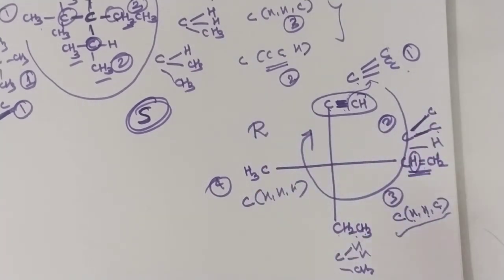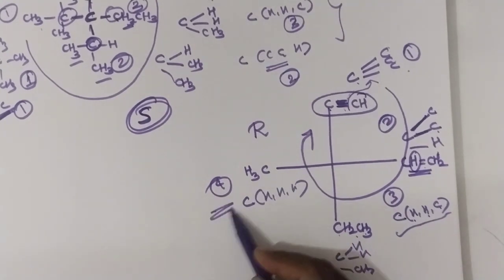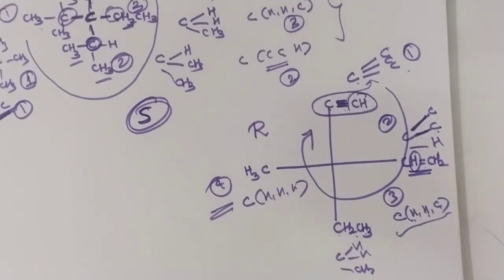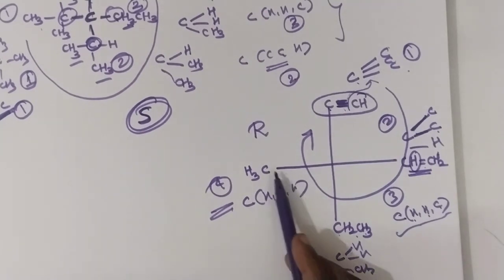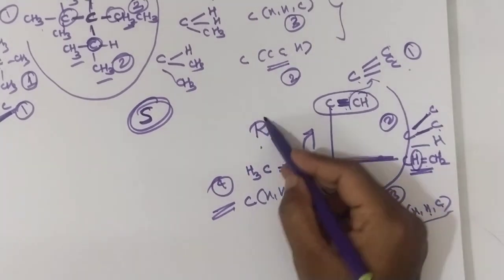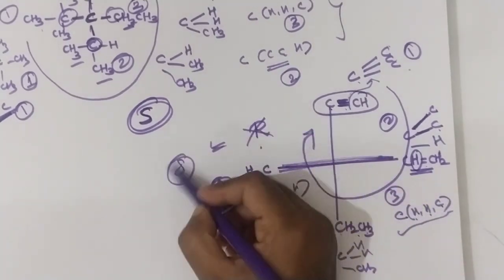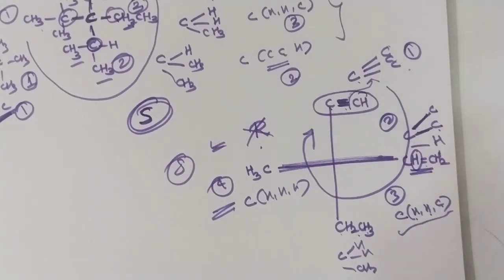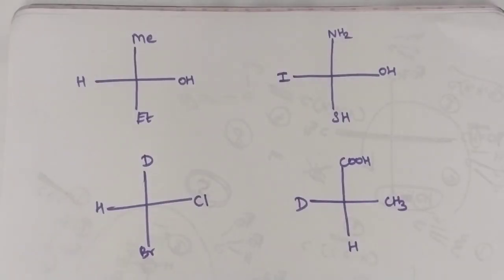So it is clockwise direction, which means it is R. Okay, R. And now you have to look for the fourth priority group. The fourth priority group should lie in the vertical line, but it is in the horizontal line. Hence, you should invert the configuration. You are getting R, but you should invert the configuration into S. So, S is the correct configuration for this compound. Okay, this is how you have to solve the question, right? These are some questions to solve. Actually, I will solve the first question. You have to solve the 3 other questions and share your answers in the comment section.